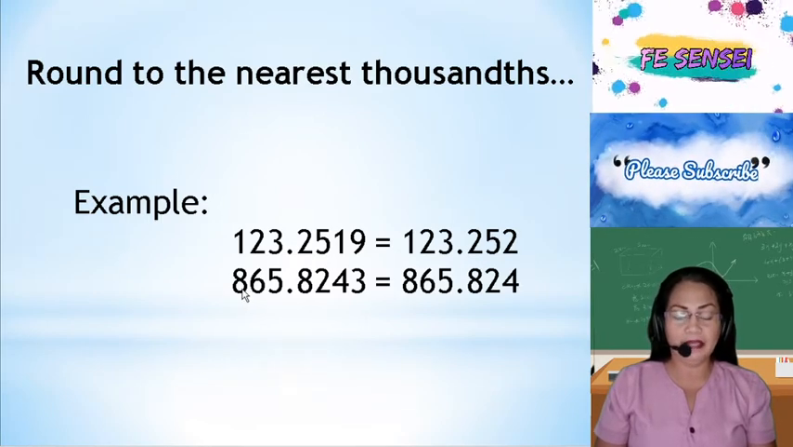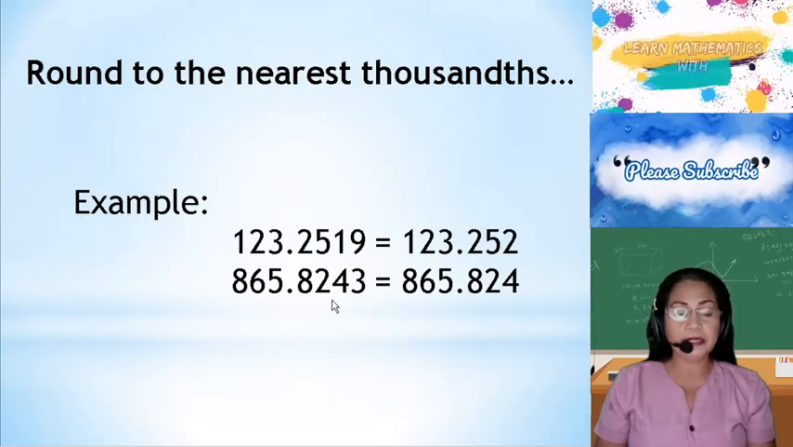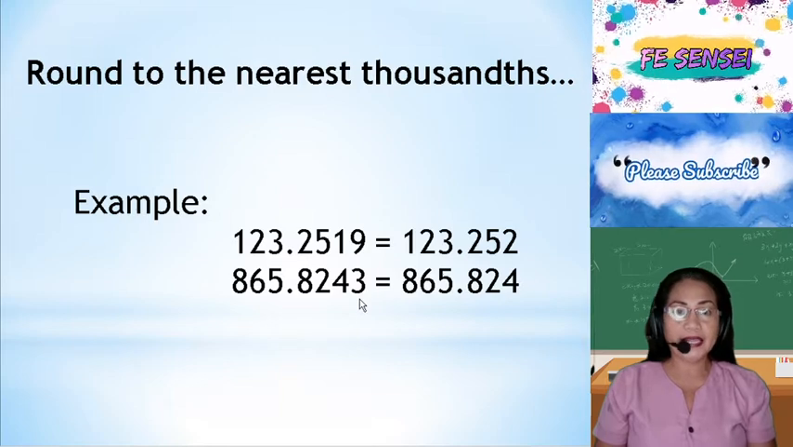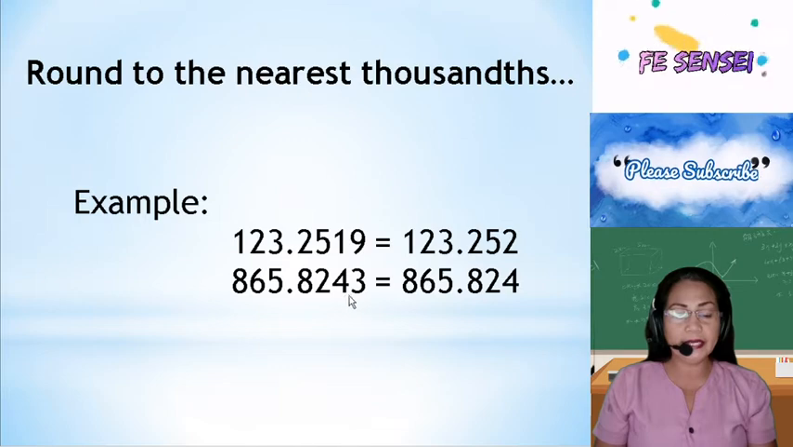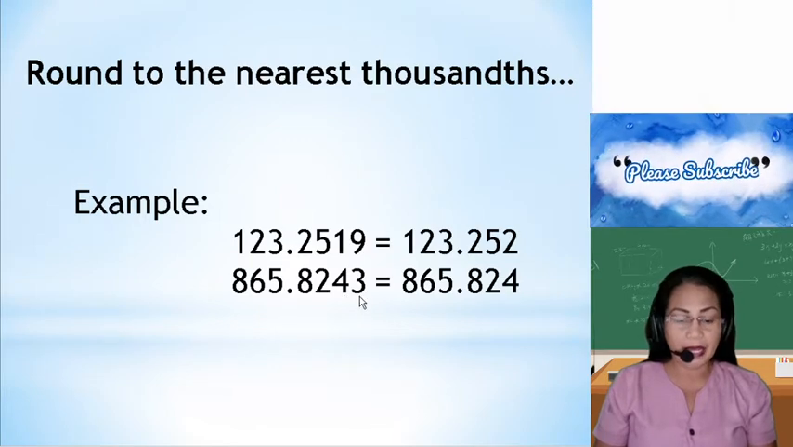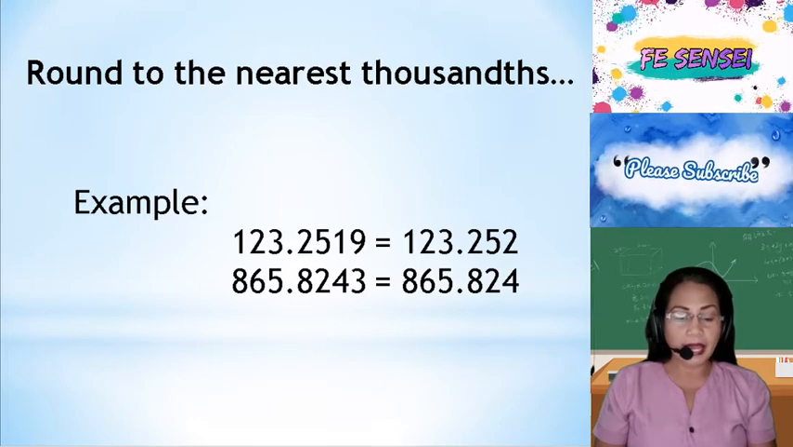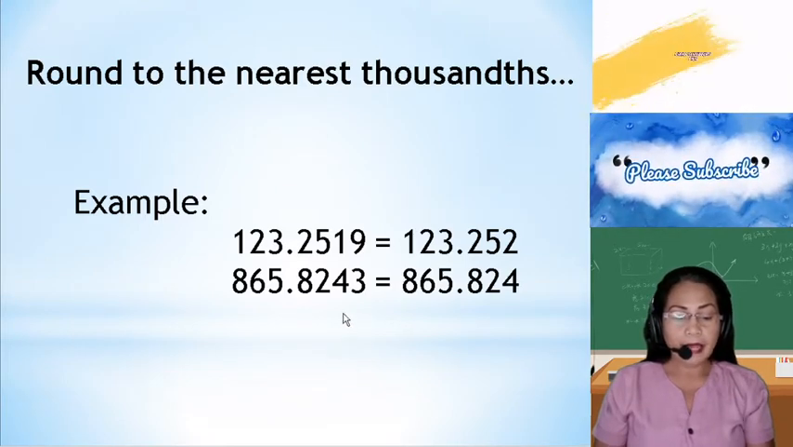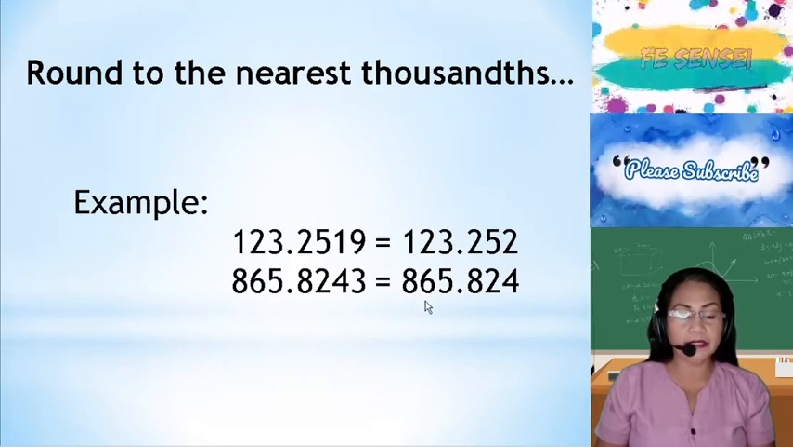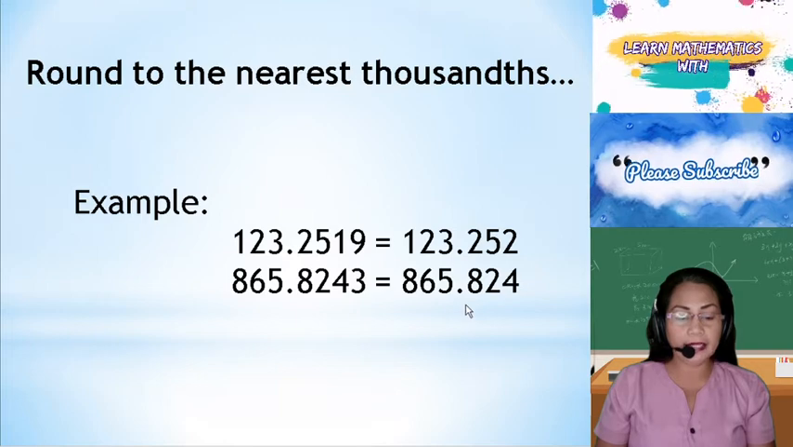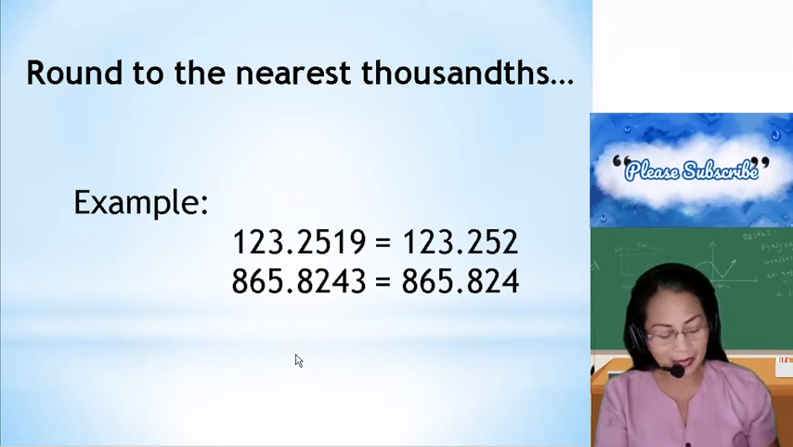Number 2, the second example, it's 865 and 8,243 ten thousandths. The number in the thousandths place is 4, and the number to the right is 3. It's less than 5. Therefore, retain 4 and drop 3. So the number is 865 and 824 thousandths. Got it?